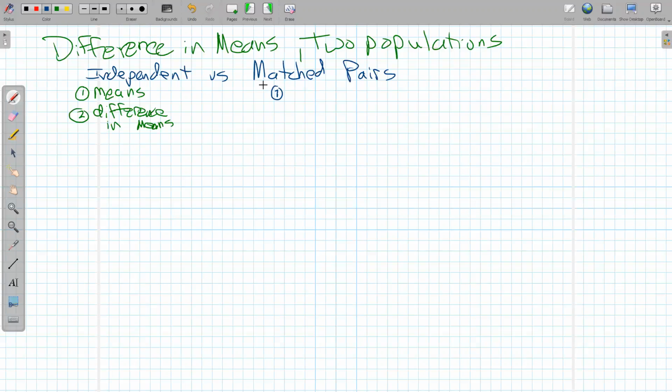So the order of operations here with the matched pairs is first we find the differences in the numbers. And then after we get all those differences, then second, we find the mean of the differences. So anytime we have two populations with means come up, we got to ask ourselves, are these two populations independent or are they stuck together? And there's a different procedure for each.